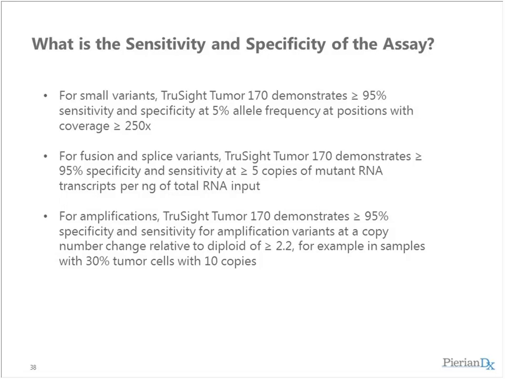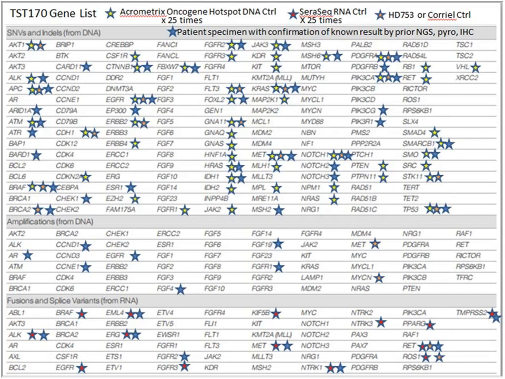The sensitivity and specificity of the assay is that for small variants, there's a greater than 95% sensitivity and specificity at the 5% when coverage is greater than 250x. For fusion and splice, there's a greater than 95% specificity for greater than 5 copies of mutant RNA per nanogram. And for amplicons, again, a greater than 95% specificity and sensitivity for variants at a copy number equivalent to greater than 2.2. So really excellent performance across all of these categories that need to be covered for solid tumors.